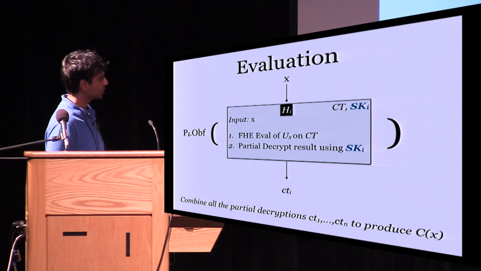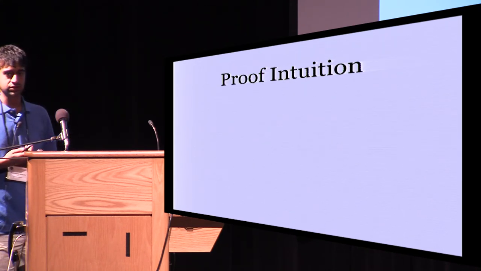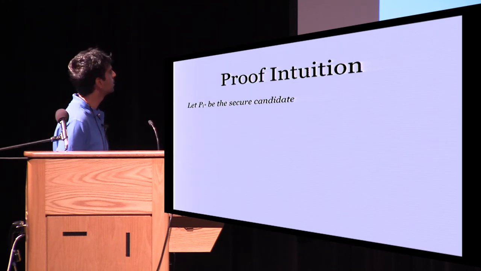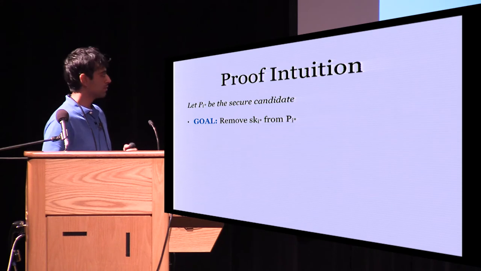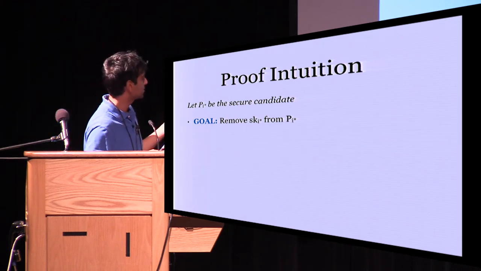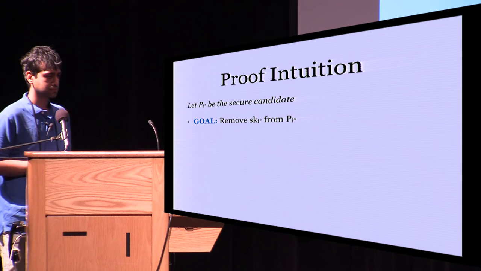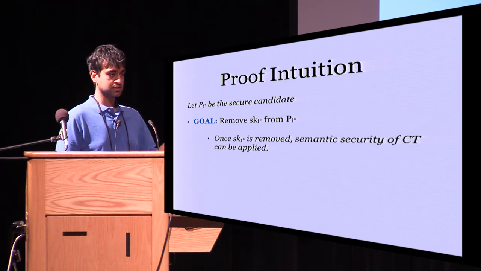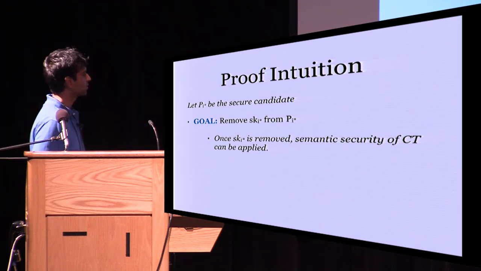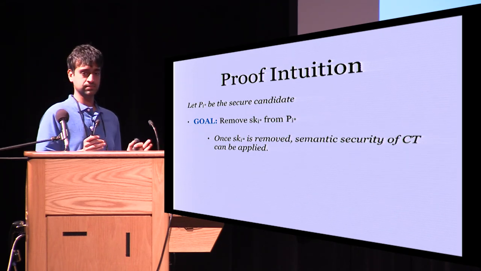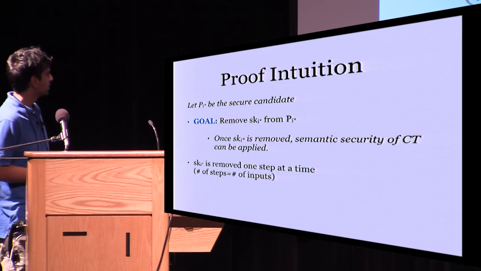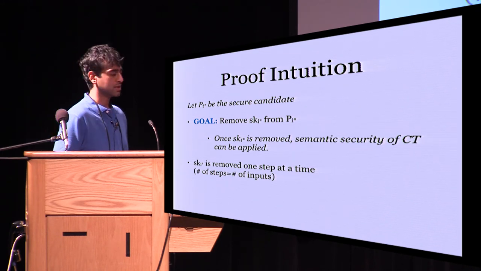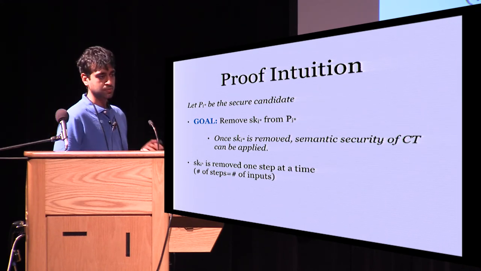Okay, so now the question is, how do we show that this is secure? Let's say PI star is the secure candidate. The goal will be to remove the I-star-th secret key from PI star. And why do we want that? Suppose you're able to remove SKI star from PI star. Then you can just use semantic security of CT to argue that C is hidden. And how do you remove SKI star? It's going to be removed one step at a time. And the number of steps will be equal to the number of inputs.